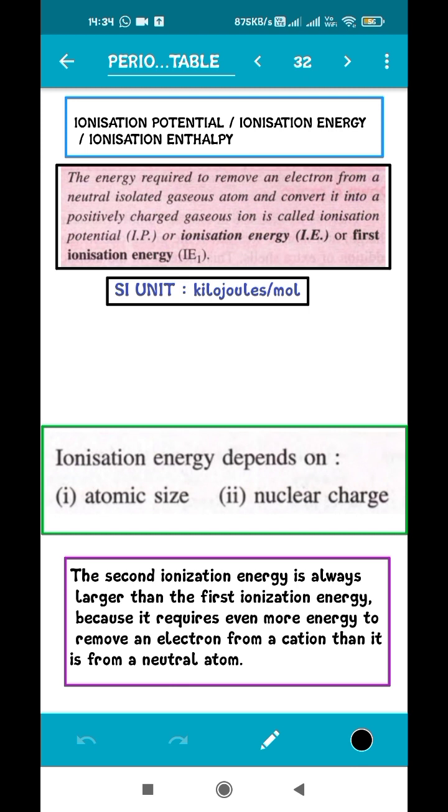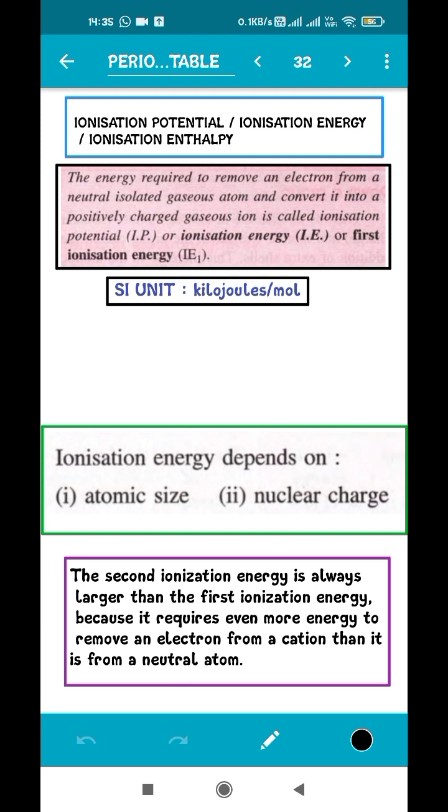As the definition suggests, we can understand that ionization energy will be very low in the case of metals, because metals can easily lose electrons, but the ionization energy will be very high in the case of non-metals, because non-metals do not have a tendency to lose electrons. Even if they want to lose electrons, we have to apply a lot of energy. So this is all about ionization energy, and its SI unit is kilojoules per mole, because it is the amount of energy required to remove some particle. Ionization energy, just like any other periodic property, depends upon atomic size and nuclear charge.